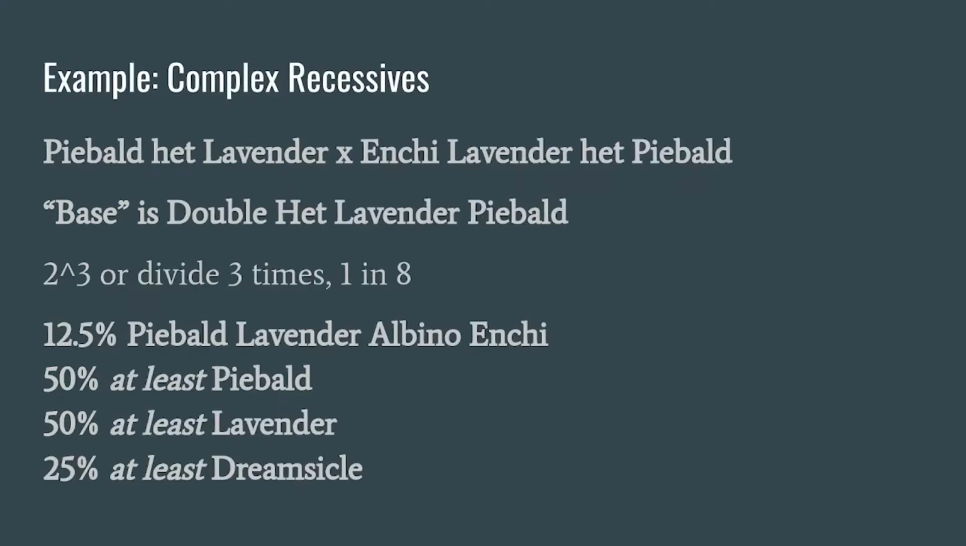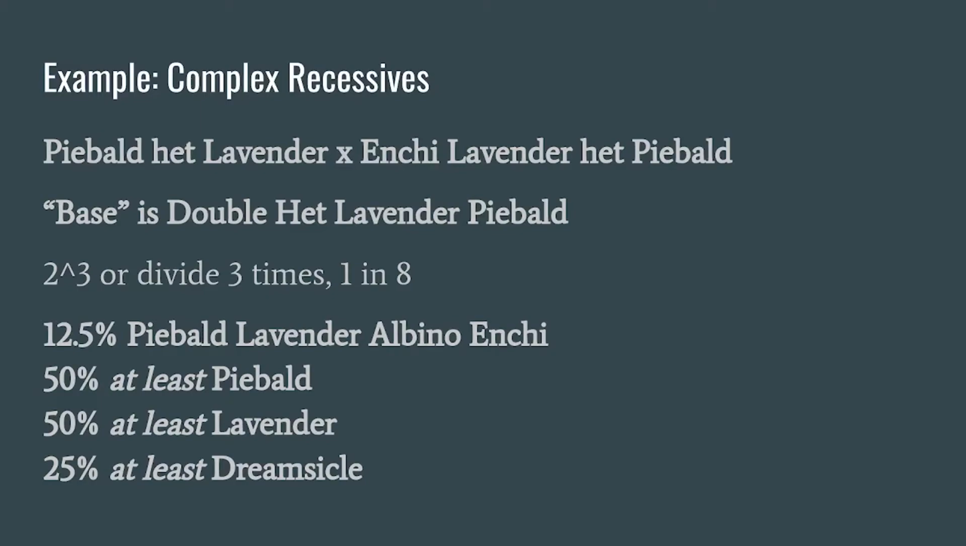Now let's get really crazy. So if we did a piebald het lavender and bred that with an inchy lavender het piebald, we have a couple different things going on here. So because of the piebald in one parent, we know that our base is going to include piebald. And because of the lavender in the other parent, we know that our base is also going to include het lavender. So in this case, we've got double het lavender and piebald. We can just move those genes to the side because they're guaranteed and they're outside of our probability calculations. These are 100% going to be present in all of these offspring.